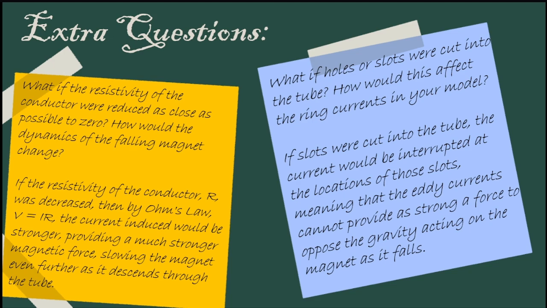And what if holes or slots were cut into the tube? How would this affect the ring currents in your model? If slots were cut into the tube, the current would be interrupted at the locations of those slots, meaning that the eddy currents cannot provide as strong a force to oppose the gravity affecting the magnet as it falls.